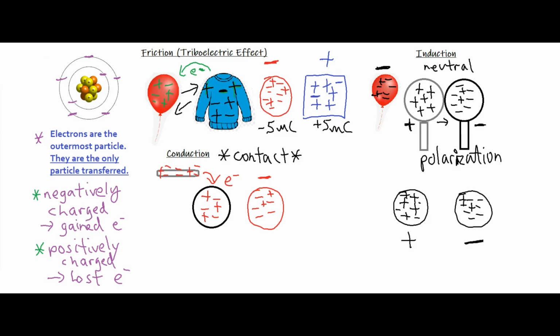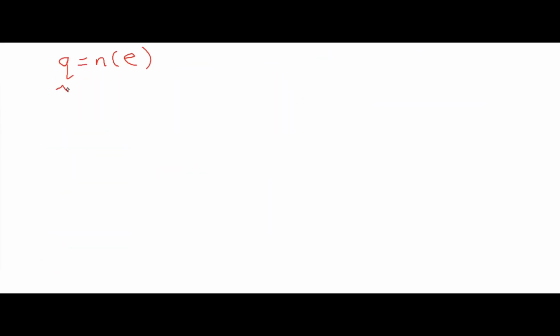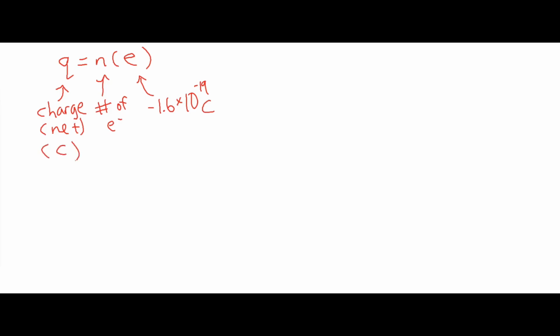All right, let's get to some numerical stuff and take a look at some quantization of charge and some Coulomb's law problems. Our first formula is a pretty simple one. We have Q, which is the charge. This is going to be the net charge or overall charge. We have N, the number of electrons, and then we have e, the charge of an electron, negative 1.6 times 10 to the negative 19th coulombs. Our charge is going to be in coulombs as well, and N does not have a unit.